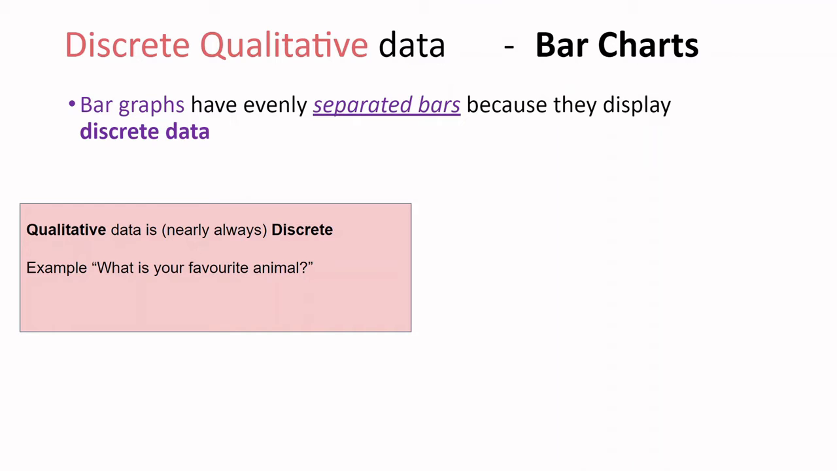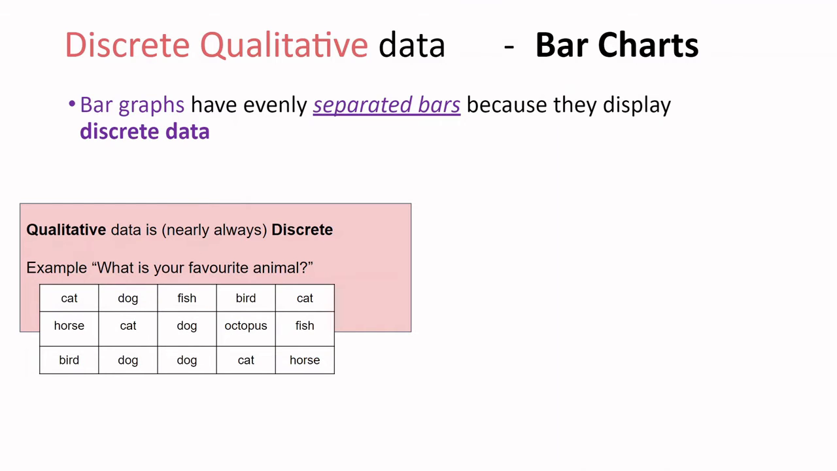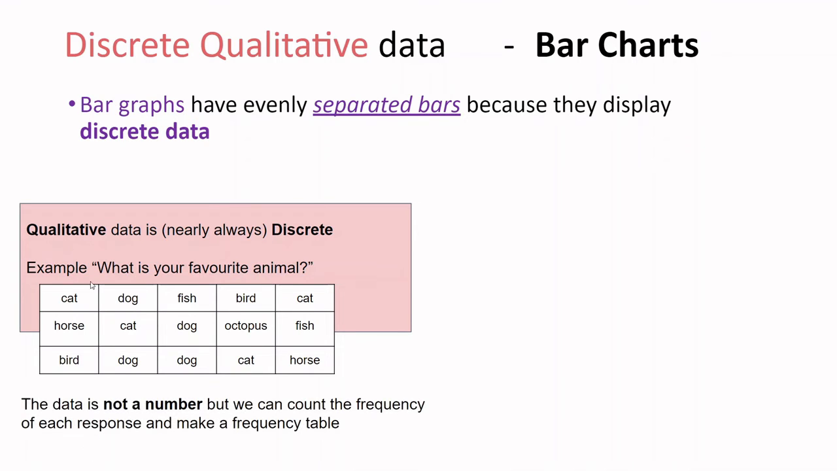Suppose I asked this question and I got this set of raw data. Some people like cats, some people like dogs, some people like fish, some people like horses, and some people like octopus. Okay, that's a kind of weird choice for a favorite animal, but I think we can all agree that this data is qualitative. It's not numbers. It's also discrete because a person might have chosen a fish as their favorite animal or a bird as their favorite animal, but nothing in between.